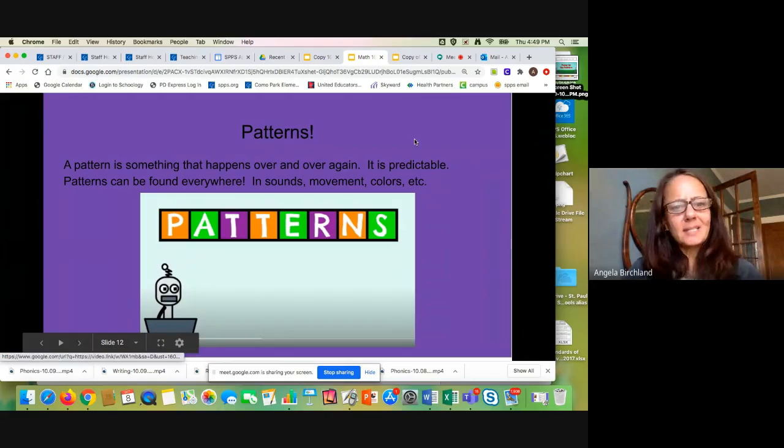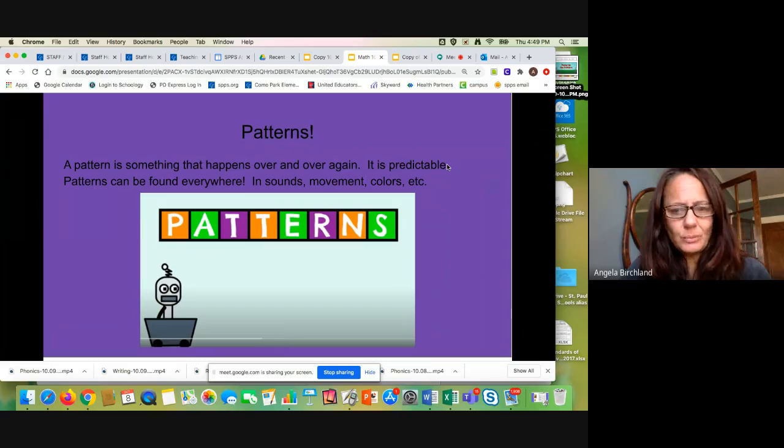Now, a pattern is something that happens over and over again. It's predictable, which means that if it continues to happen over and over again, you know what's coming next. And we don't know a full pattern until we've seen it twice.